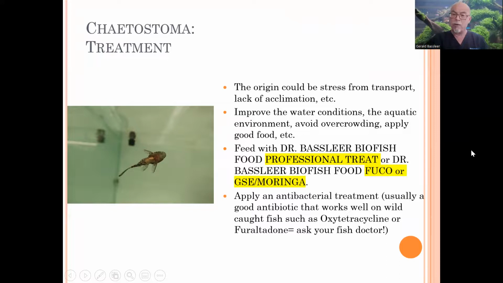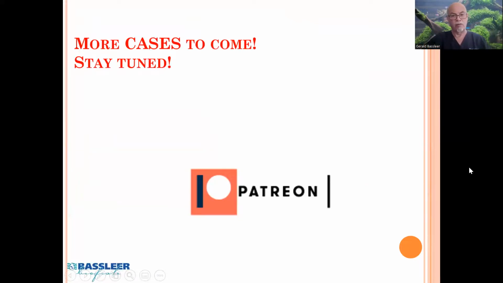You can apply an antibacterial treatment. Usually a good antibiotic that works well on wild caught fish is oxytetracycline or foraltadone, because the bacteria usually has never encountered an antibiotic. So ask your fish doctor, he can advise you how to apply the treatment and what is a good choice. So wild fish, I can tell you, are easy to treat when you do it properly and quickly and on time with the help of a food and good healthy conditions. So all things you can handle as a fish keeper.